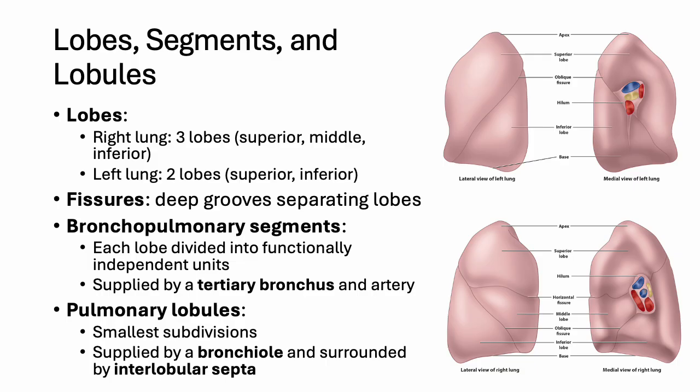A lobule is the smallest visible subdivision of the lung and is supplied by a single bronchiole. The lobules are separated by a thin wall of connective tissue called interlobular septa. These help organize airflow and limit the spread of infection or damage. This hierarchical structure from lobes to segments to lobules not only improves respiratory efficiency, but also creates compartmentalization that aids in managing injury and disease.